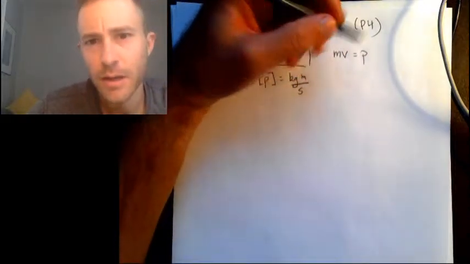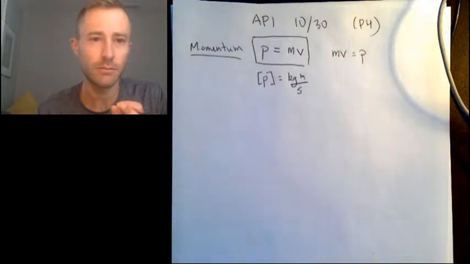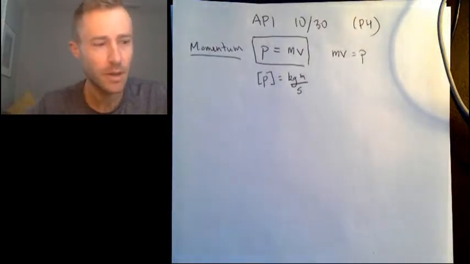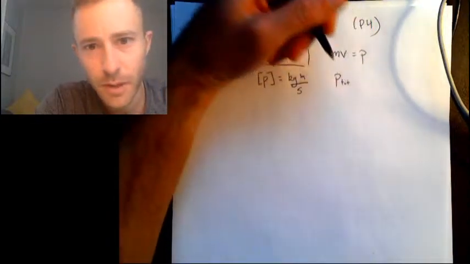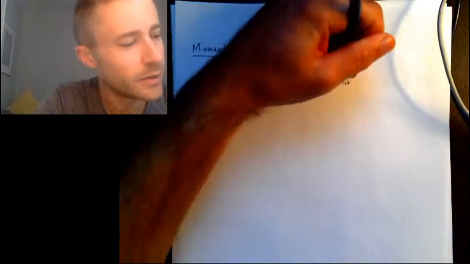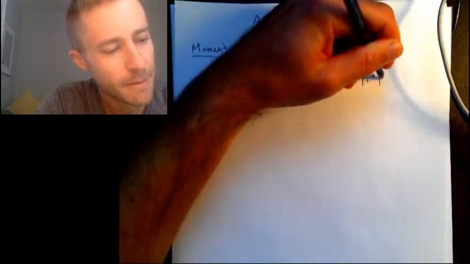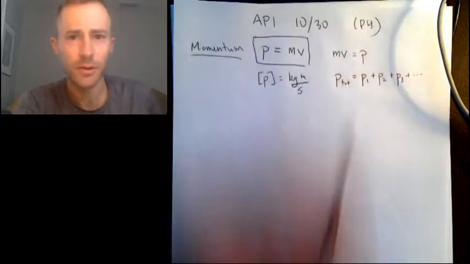Okay. If you have more than one thing, so there's multiple parts to the system, then the total momentum of the system is just going to be the sum of the individual momenta. Okay? So the total momentum.